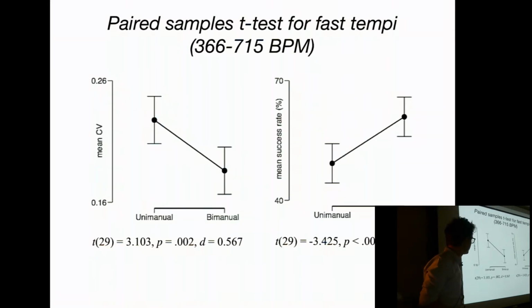And so what we found out is that the mean coefficient of variation in bimanual mode is lower than the one in unimanual mode, meaning that in bimanual mode the tapping sequences are more stable, and also that the mean success rate is higher. Both differences are significant, which tells us that at fast tempi there's a significantly better performance.